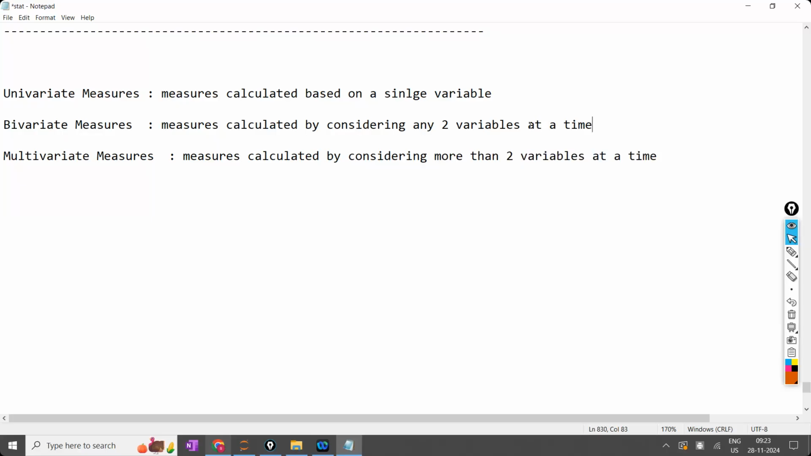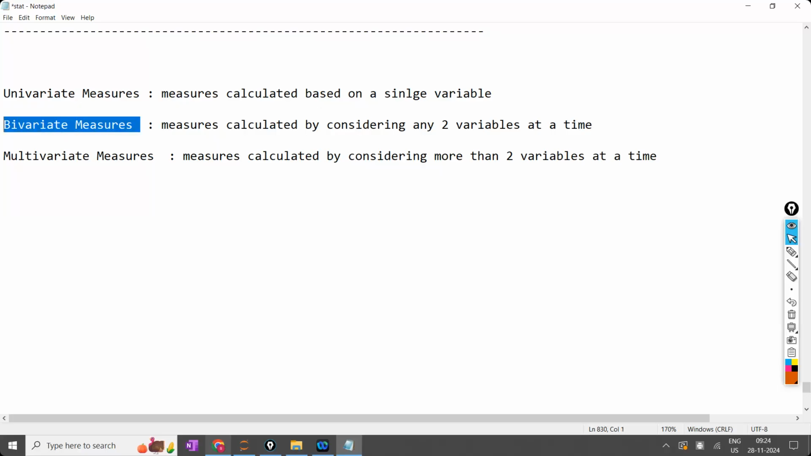Okay. Done. Now coming to the next point, we have covered univariate measures like mean, median, mode. These are all calculated on a single column. Standard deviation, variance, percentiles, quartiles, IQR, including the skewness, everything is calculated on a single column at a time. Till now, whatever we have done is univariate measures. Now, whatever we are going to do is called bivariate measures.